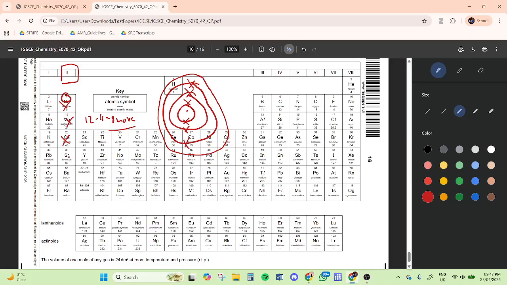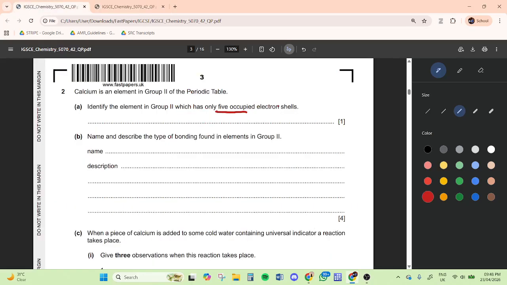So if we look at strontium, you notice that there's a huge jump between this and this. So strontium has 38 electrons, which if you were to do the dot cross diagram, then you would find that it does indeed have 5 occupied electron shells. So we're going to write down the answer over here. You can write it either in full form or you can write the element. So I'm going to go Sr.